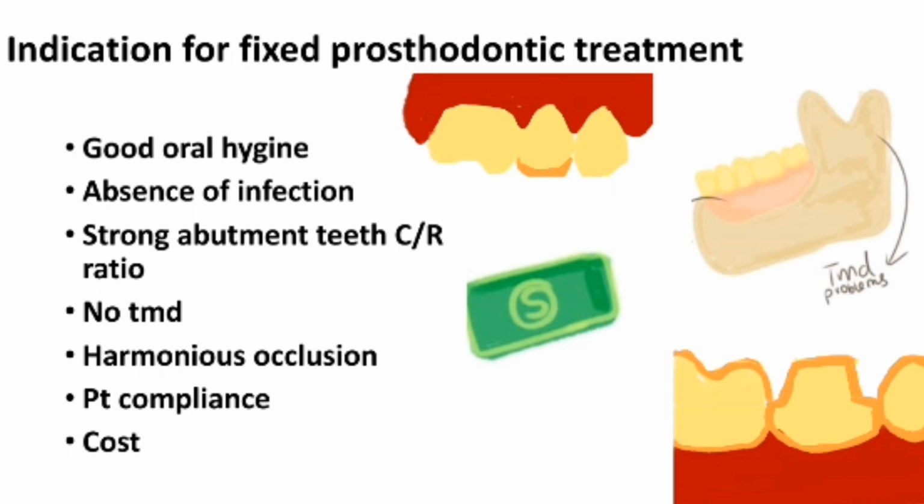Now who needs this fixed prosthodontic treatment, or to whom can we provide these prostheses? If the patient has good oral hygiene and there is no infection, and the abutment which provides support to the fixed partial denture is strong, and there is no temporomandibular disorder, and there is harmonious occlusion, and patient compliance is very important. If the patient is willing for this type of prosthesis, you should go for it. And cost is another very important factor, because it is an expensive prosthesis. If the patient can afford it, then you must go for it.